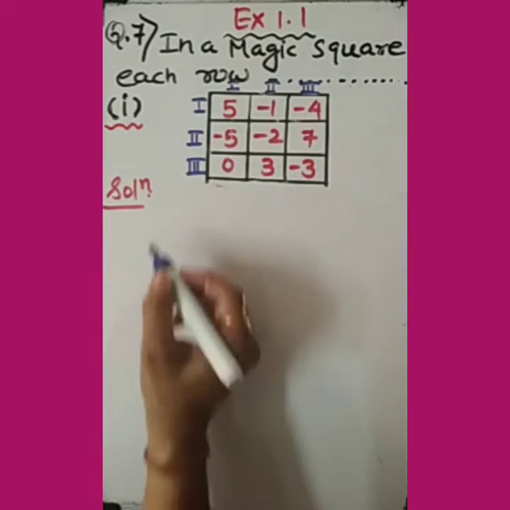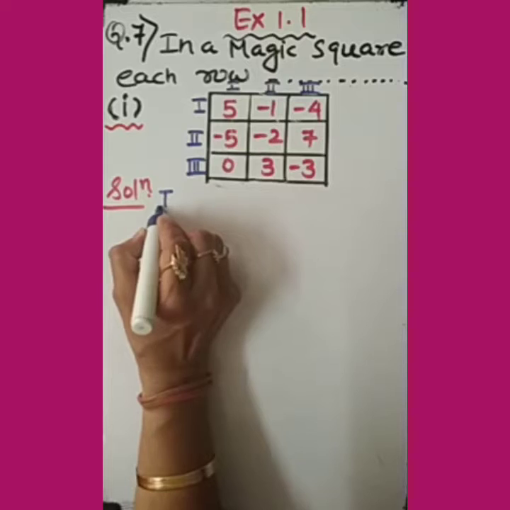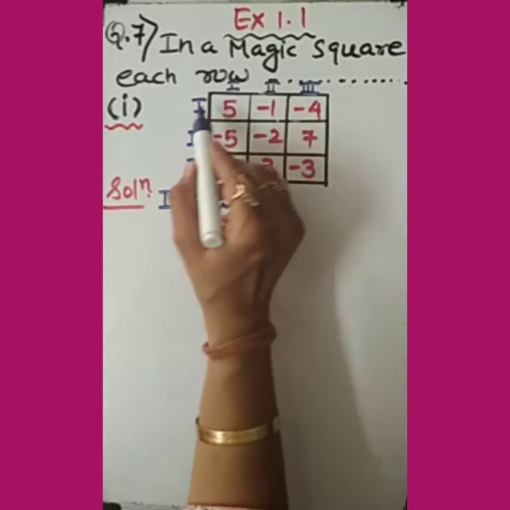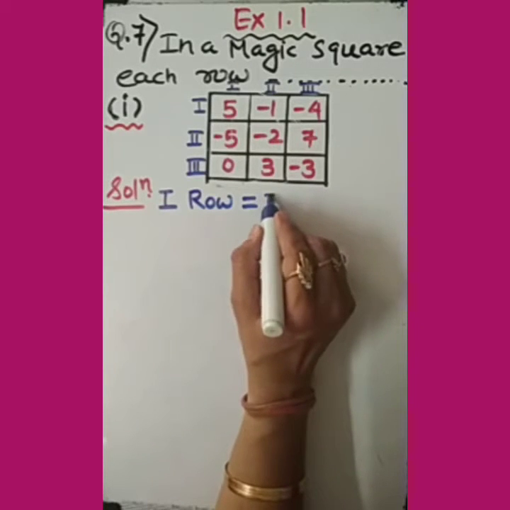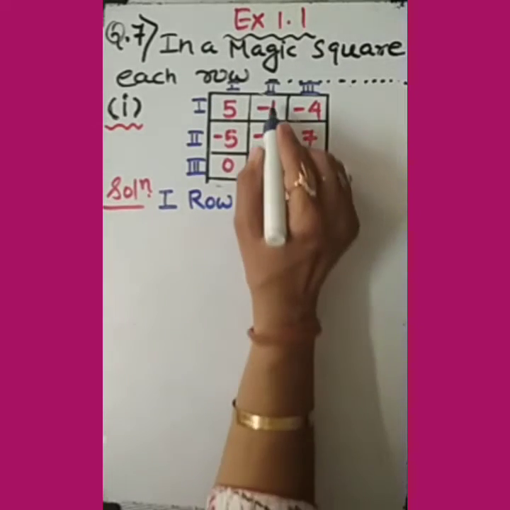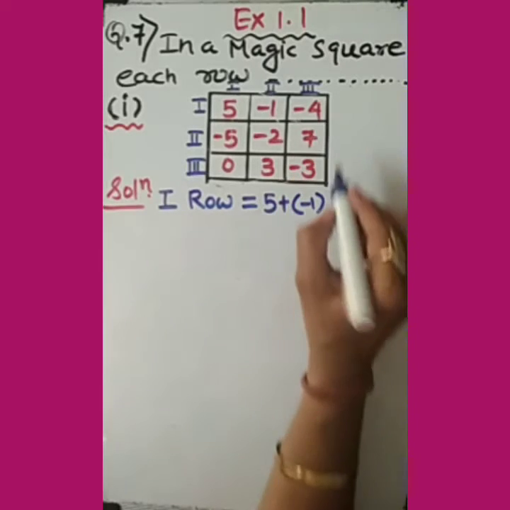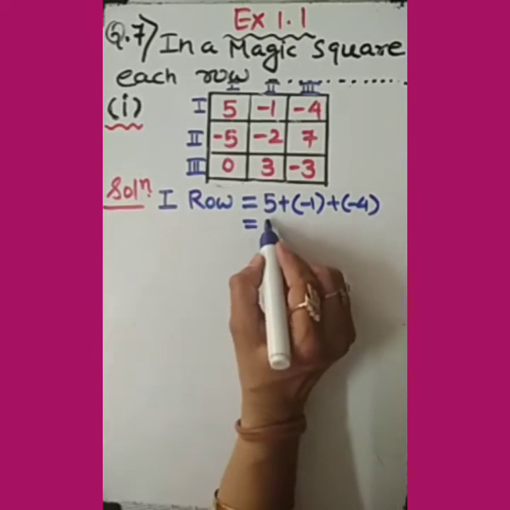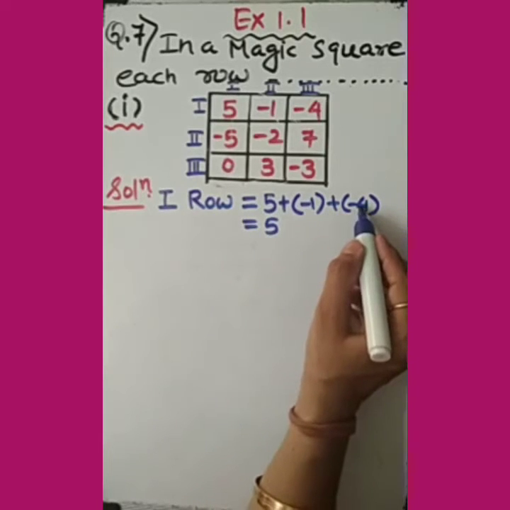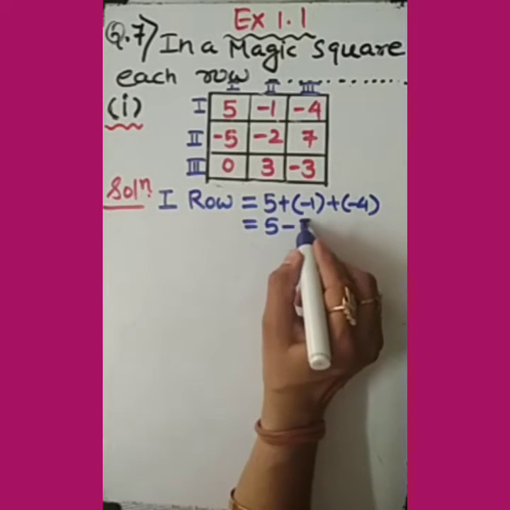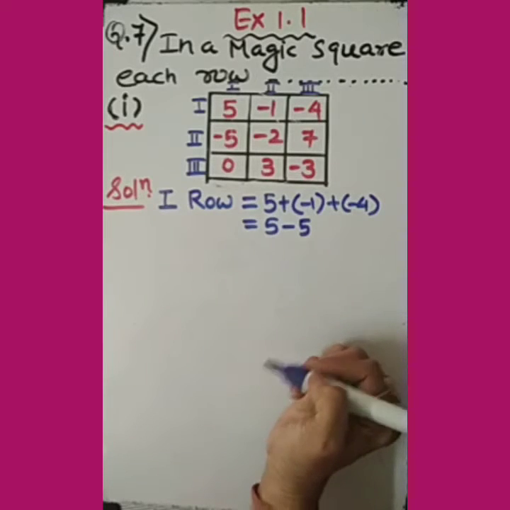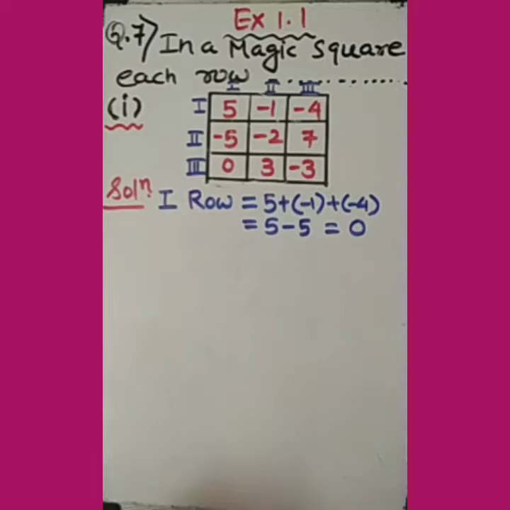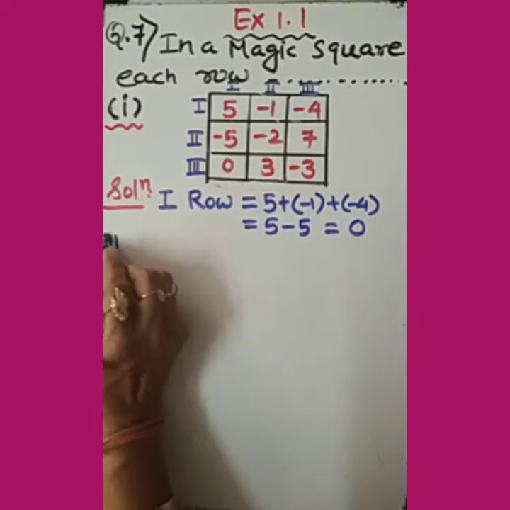Now let's begin. First row. We are first measuring the first row. In the first row, which numbers do we have? 5 plus minus 1 plus minus 4. Let's simplify. We know minus 1 minus 4 is same sign addition. It will become 5 minus 5. So the answer is 0. Clear?